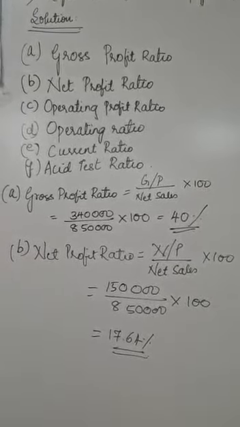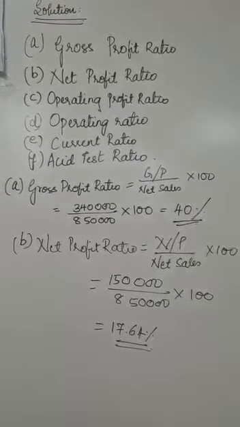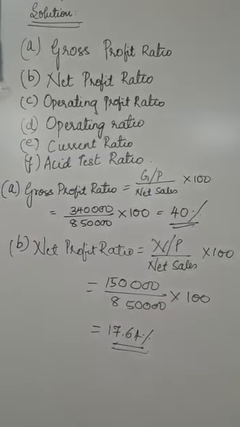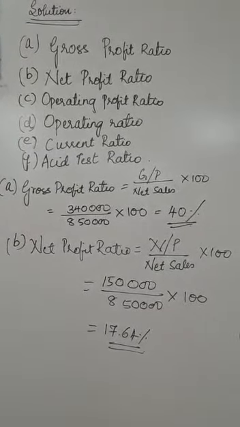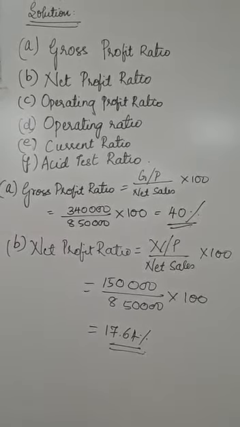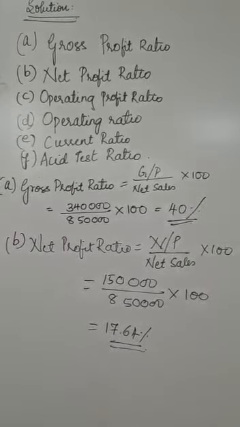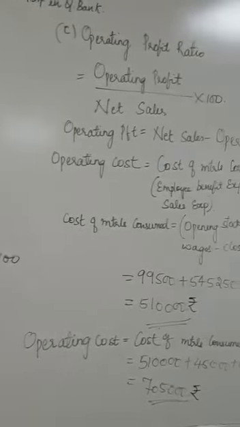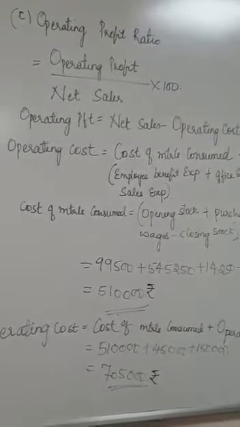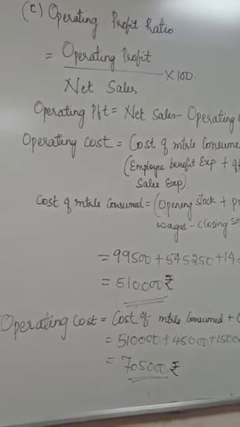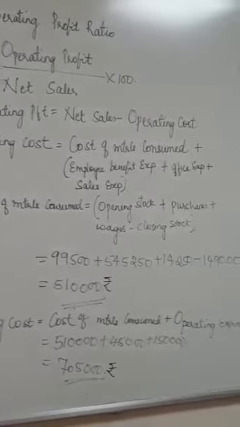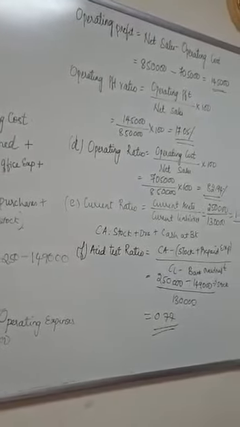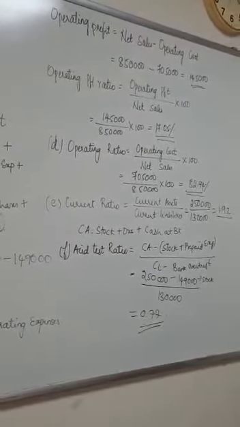In the balance sheet, if you can see, they have given us the share capital, reserves, profit and loss account, current liabilities. And on the asset side, we can see buildings, machinery, stock, debtors and bank. And if you go to the profit and loss account, they've given us gross profit with the operating expenses, non-operating expenses. So they have asked us to find out gross profit ratio, net profit ratio, operating profit ratio, operating ratio, current ratio and acid test ratio.